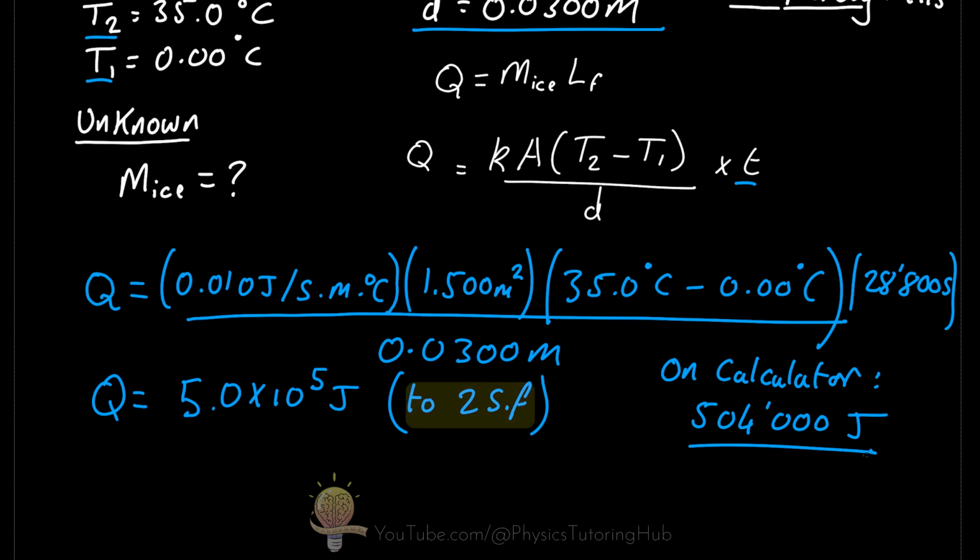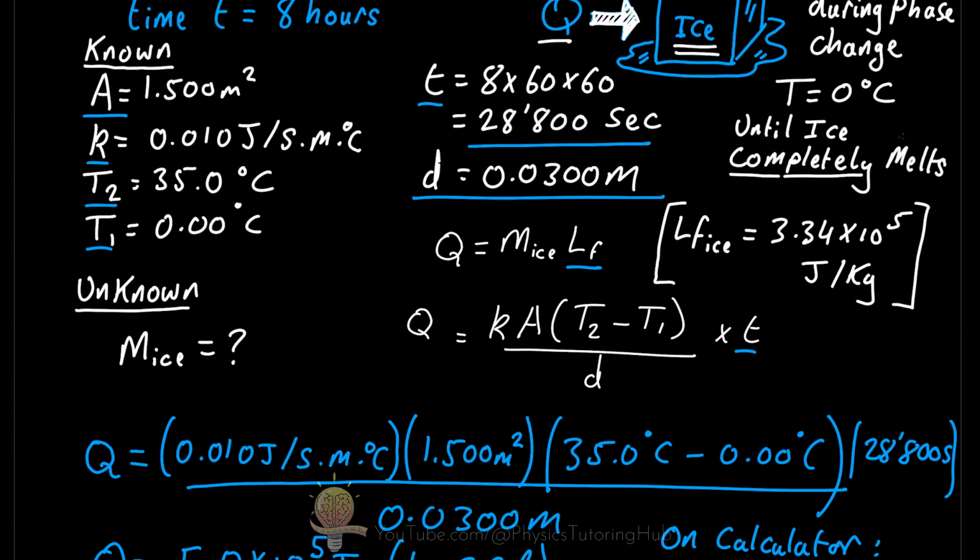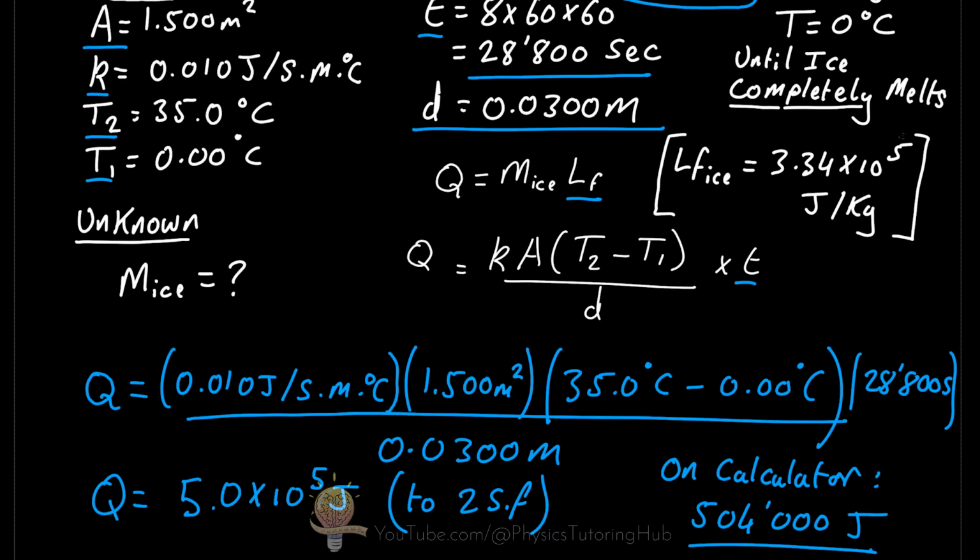And we've rounded this down to 2 significant figures because the accuracy of our thermal conductivity is only good up to 2 significant figures. So we've got about 500,000 joules of energy being transferred into our icebox over 8 hours. Now the latent heat of fusion of ice is 334,000 joules per kilogram, and this is the amount of energy that must be supplied to a kilogram of ice to completely change its physical state from a solid to a liquid.